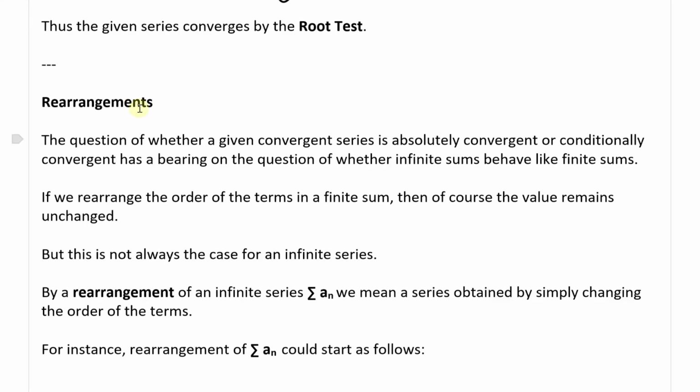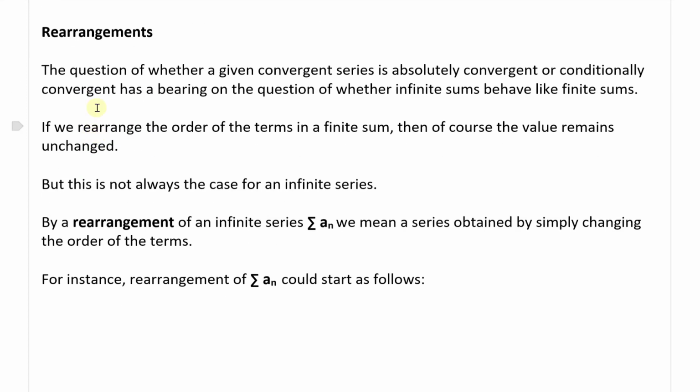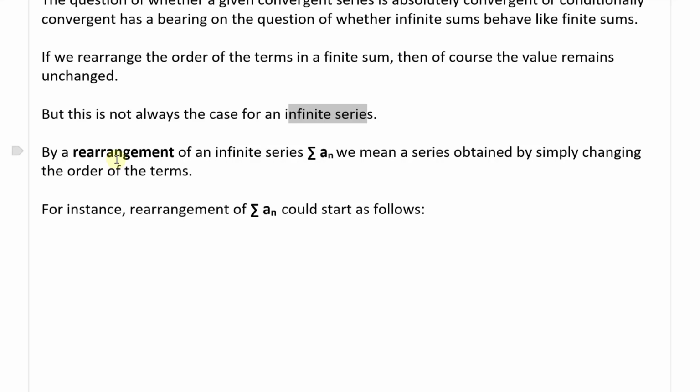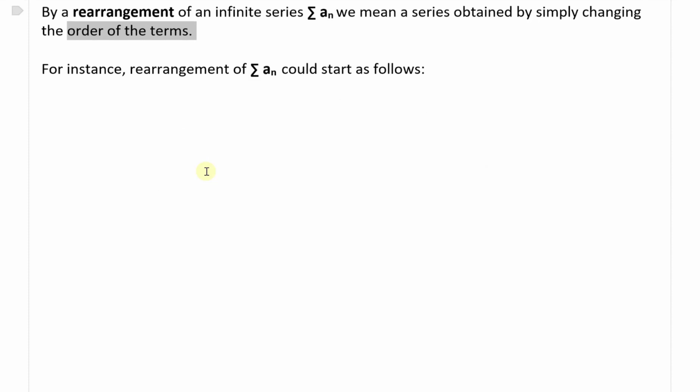And this is on rearrangements. It's very fascinating. I wasn't too well accustomed to this before making this video. The question of whether a given convergent series is absolutely convergent or conditionally convergent has a bearing on whether infinite sums behave like finite sums or not. They don't always. If we rearrange the order of the terms in a finite sum, the value remains unchanged, but this is not always the case for an infinite series. By a rearrangement of an infinite series an, we mean a series obtained by simply changing the order of the terms.